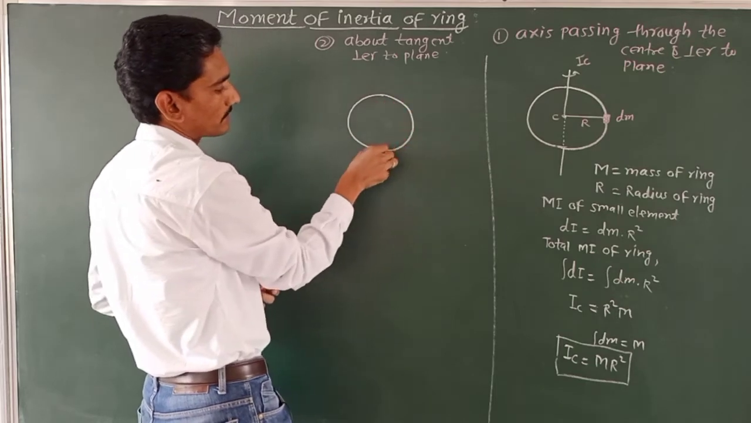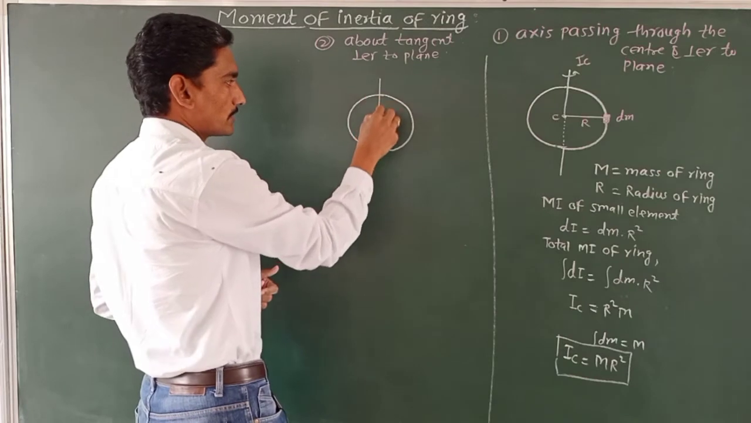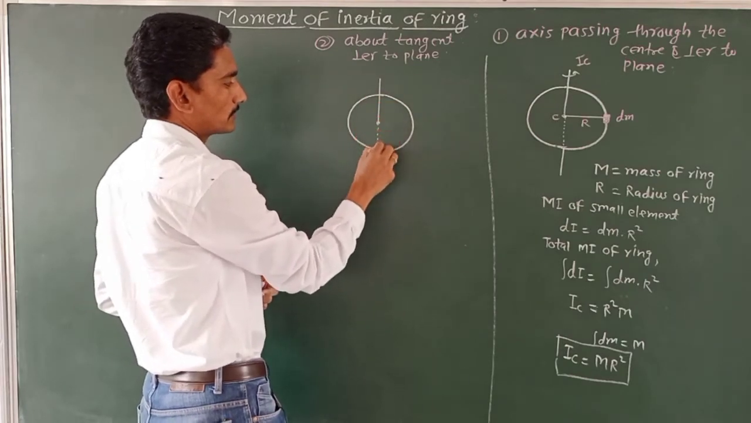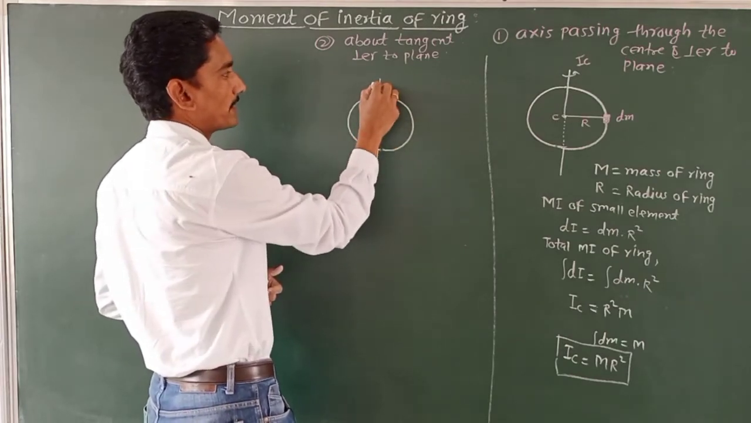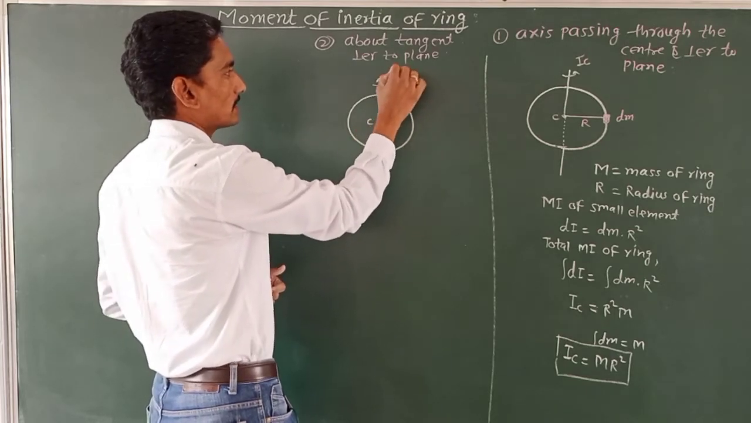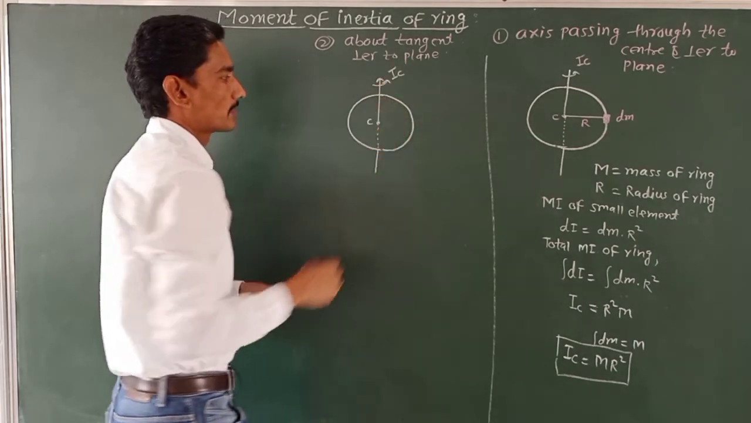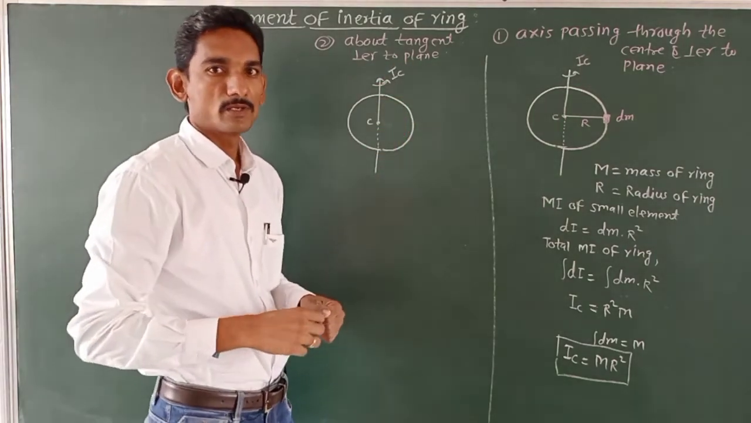Suppose this is the ring, it is a thin and uniform ring. This is the axis of rotation which is passing through the center and perpendicular to the ring. So this is the center, and this IC indicates the moment of inertia about an axis passing through the center and perpendicular to the plane.